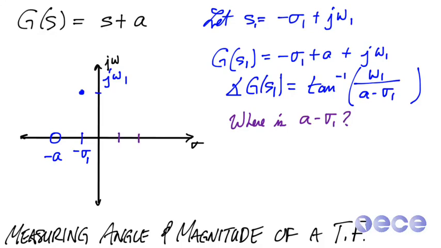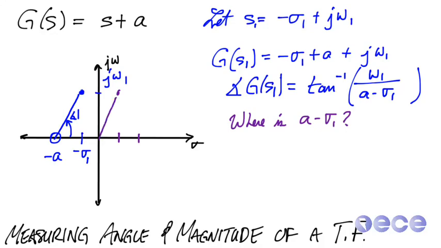We can also indicate where is the point a minus sigma 1, right? So that's the real part of G of s1. So that actually shows up here. It's in the right-hand plane, but that's okay. And so we have an angle, if we want to think of it, of the vector that's formed between the 0, that's at minus a, and the point s1.